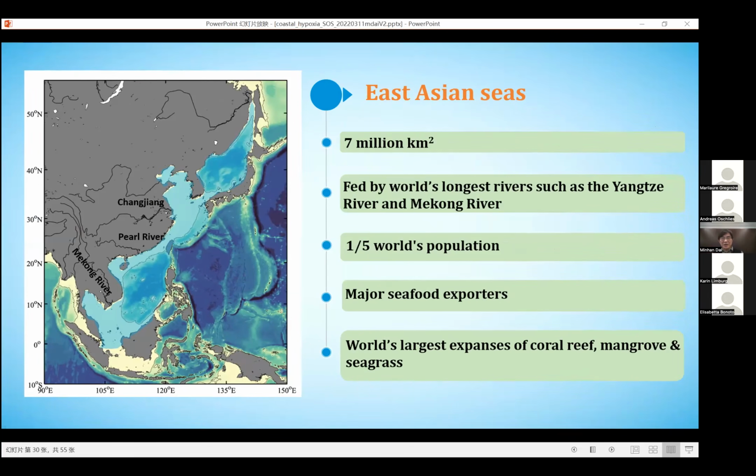Again, this is East Asia, and the East Asian seas cover about 7 million square kilometers of sea area. They are characterized by the world's largest and longest rivers such as the Yangtze and the Mekong, and cover 20% of the world population, major seafood export, and the largest expanse of coral reef, mangrove, seagrass, you name it.